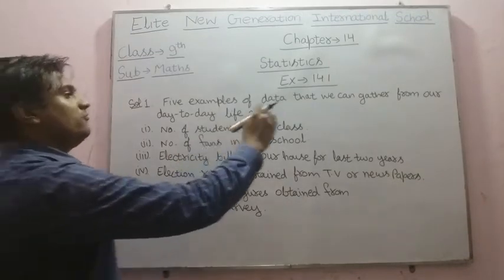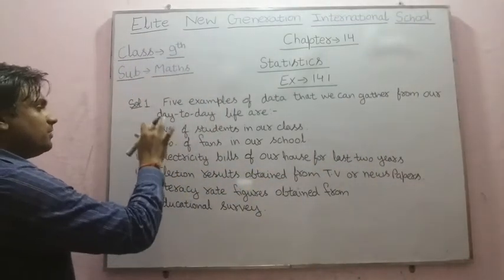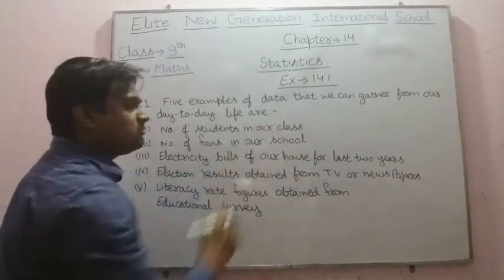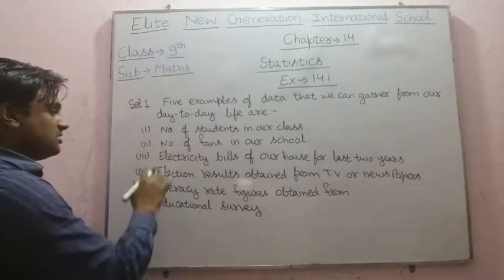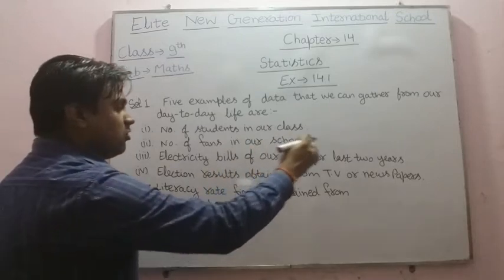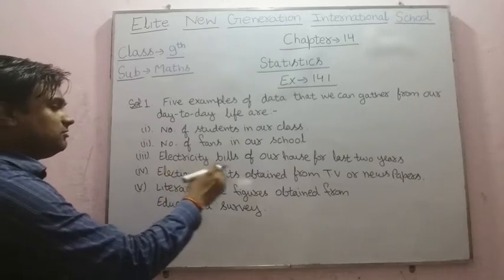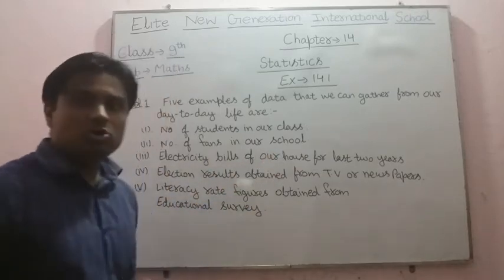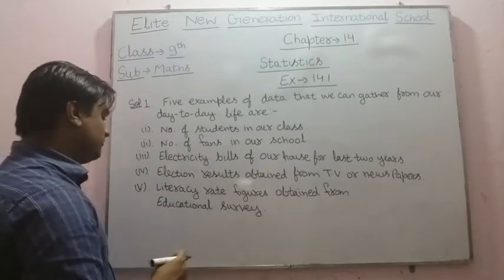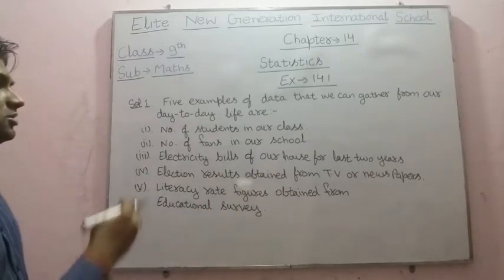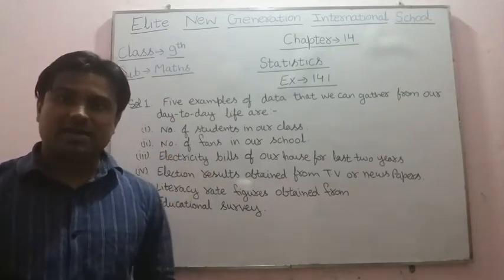Five examples of data that we can gather from our day-to-day life are: number 1, number of students in our class; then number of fans in our school; third, electricity bills of our house for the last 2 years; fourth, election results obtained from television or newspapers; and fifth, literacy rate figures obtained from an educational survey. So these are the examples of data. You can take more examples like that.